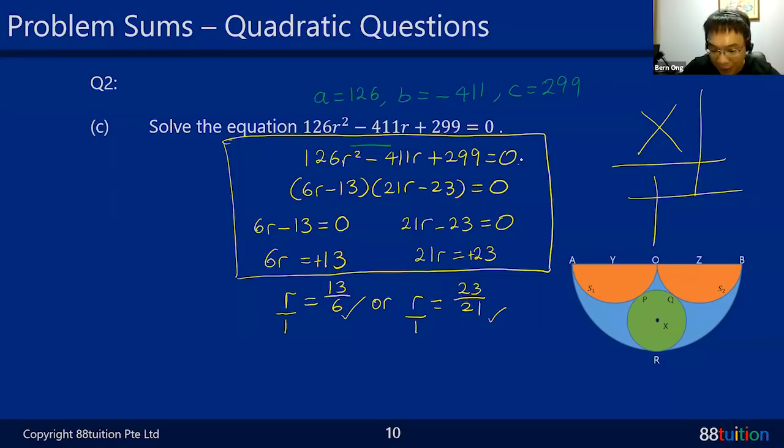So you are supposed to take this one and factorize using your cross factorization to get to the bracket 6R minus 13, bracket 21R minus 23. Then you're supposed to say 6R minus 13 equal to 0 or 21R minus 23 equal to 0. Then you solve for R. R is 13 over 6 or R is 23 over 21. Correct or not?